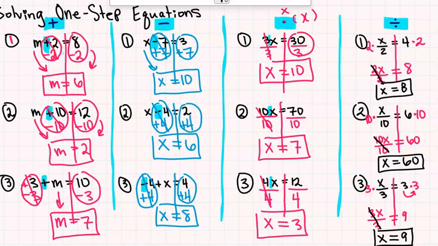So these are the 4 types of one-step equations you can see in Algebra 1. Later on, we'll learn about 2-step equations, 3-step equations, and multi-step equations, but it's all the same steps that we've seen in today's video.